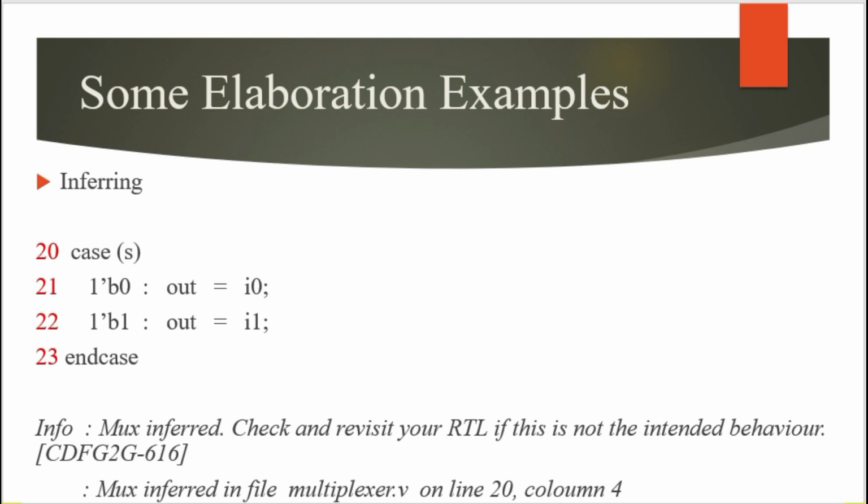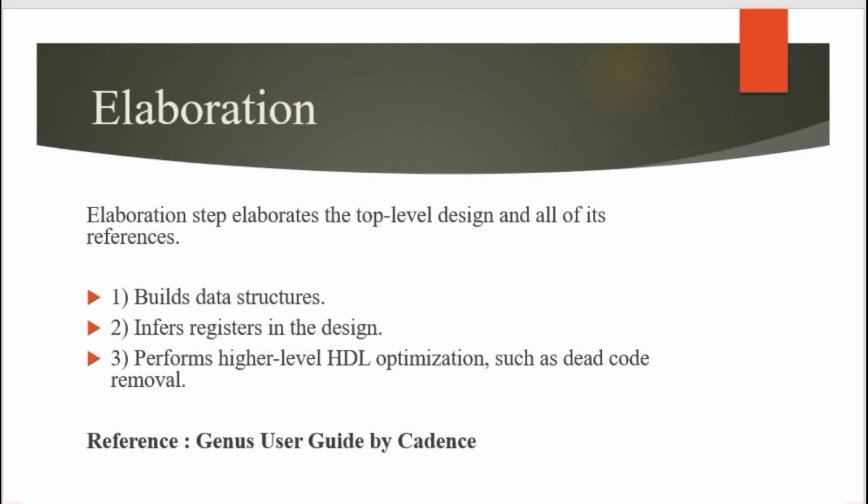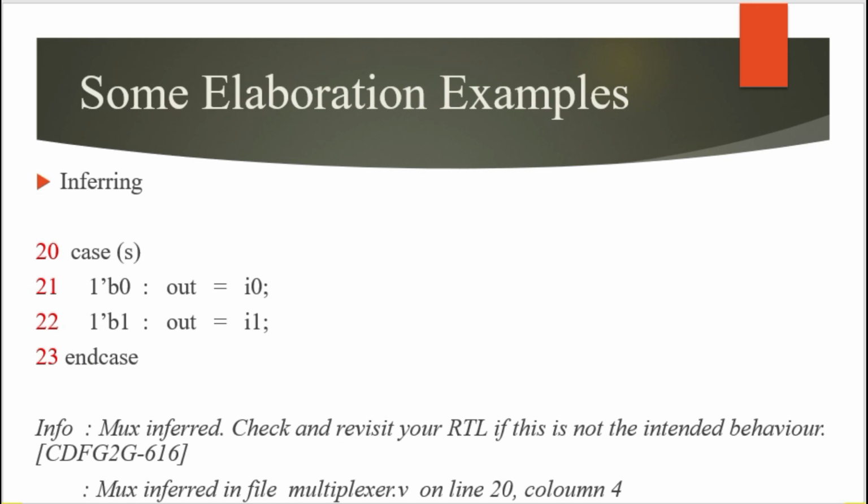So we saw that during the elaboration step, the tool infers devices in the design. As you can see, this is a piece of code in Verilog, and it is like a mux. If the case statement is 0, then the output will be I0, and if it is 1, the output will be I1. So we can consider it like a mux, and we can consider this as a select line. If the select line is 0, the output will be I0, and if the select line is 1, the output will be I1. So this part of code can be inferred as a mux. That's what the elaboration tool is doing.